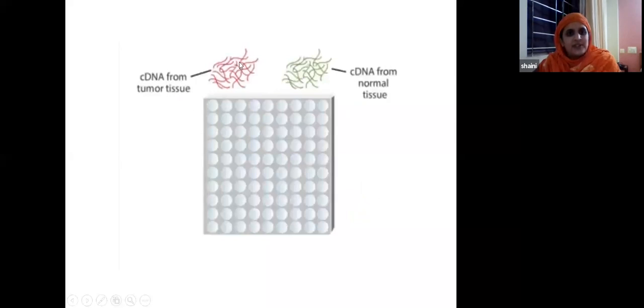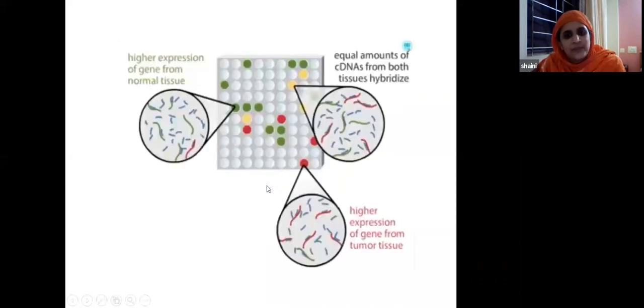Now the DNA from the tumor tissue and from the normal tissue, they are put onto a DNA chip. On that chip, various probes or DNA segments are attached. You put both the tumor tissue as well as the normal tissue onto the DNA chip, and you get something like this.